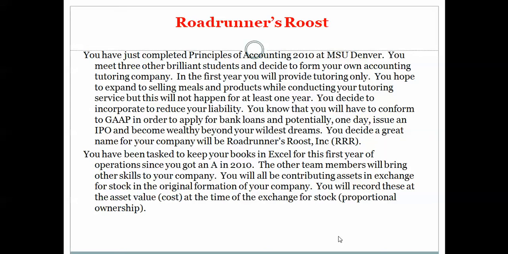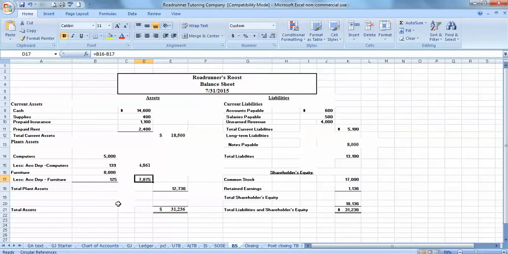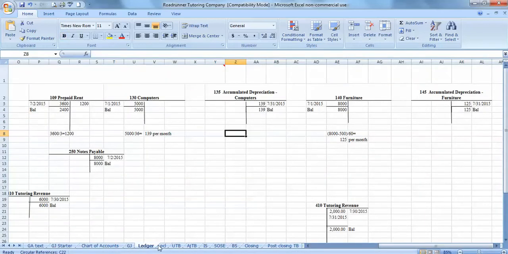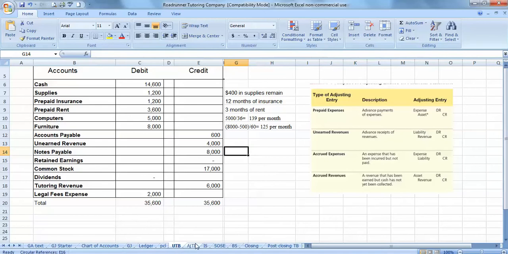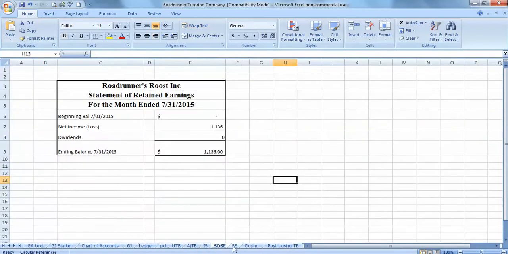In Video 2 of Chapter 4, we are going to close out the books for Roadrunner's Roost for the month of July 2015. So we're going to go back out to the workbook, the Roadrunner's Roost workbook. An Excel workbook is what we have been using, and each one of these are worksheets. We've been going from the general journal to the general ledger. We've got the unadjusted trial balance, the adjusted trial balance. We completed the 3 financial statements.